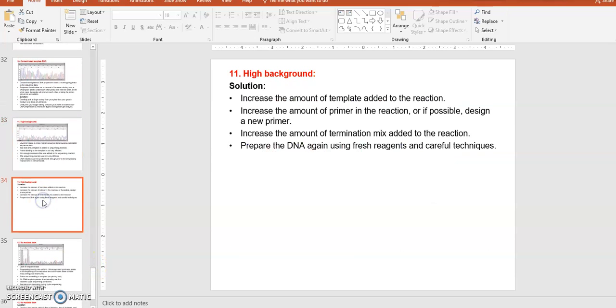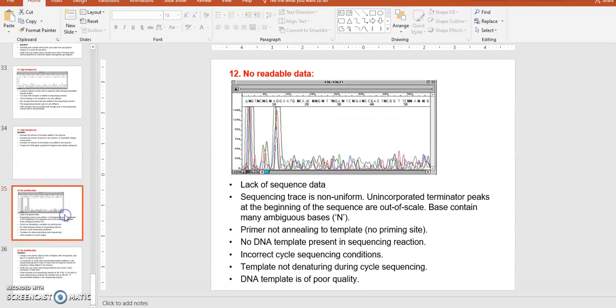And how are you going to solve it? The solution is to increase the amount of template DNA, of course, increase the amount of primer in the reaction, or increase the amount of dideoxynucleotide, and prepare the DNA again so it can be clean. Those are the suggestions if you have those. Then, no readable data. If you have this junk, what kind of peak do you see? It's just gibberish. You cannot identify what they are.